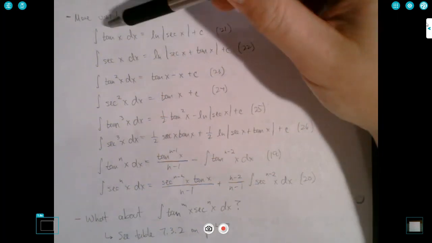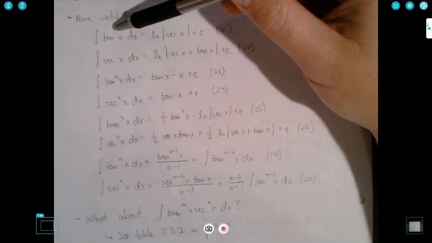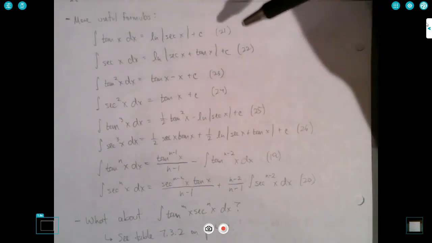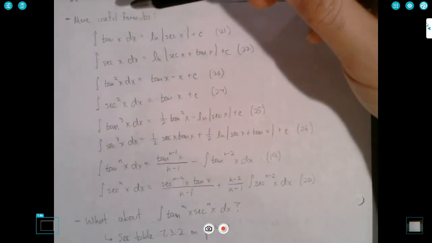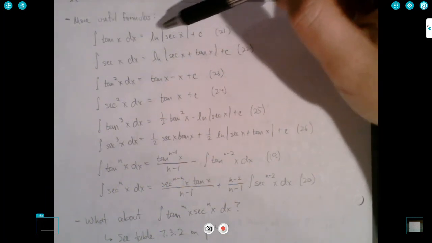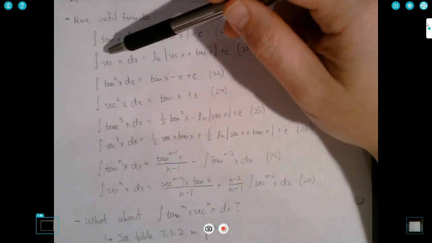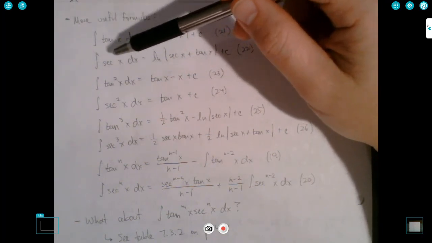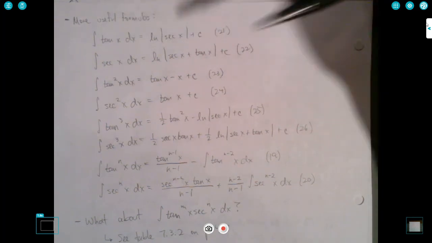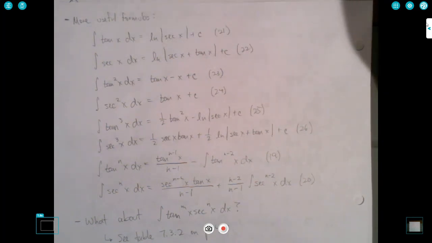By the way, derivative of tangent is secant squared, and derivative of secant is secant tangent. So it kind of makes sense, right? I mean, it doesn't correspond exactly, but the derivative of tangent is secant squared, so the integral of tangent is natural log of secant. Derivative of secant is secant tangent, so the integral of secant is natural log of secant plus tangent, right? I mean, they sort of go together.